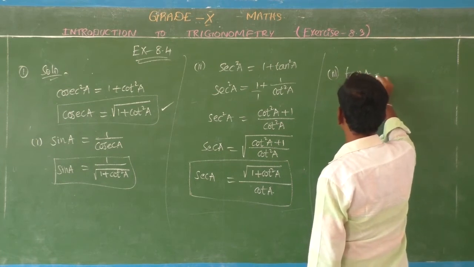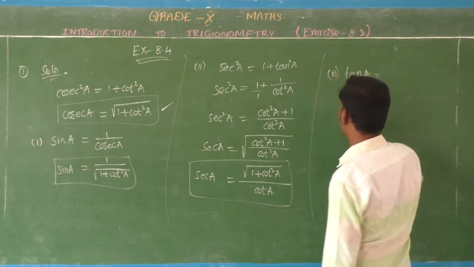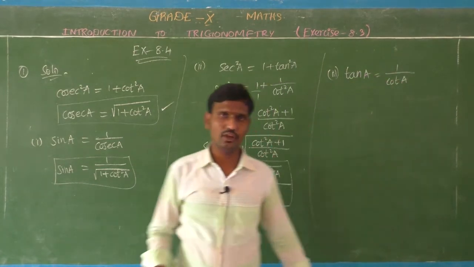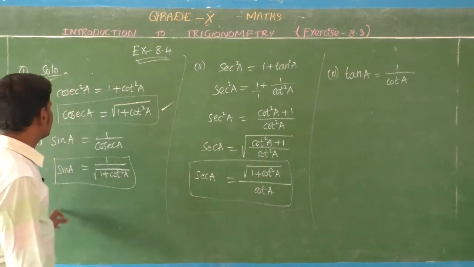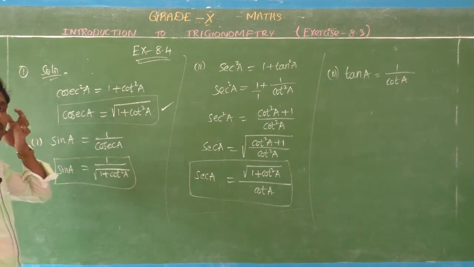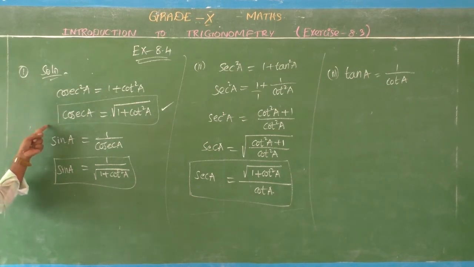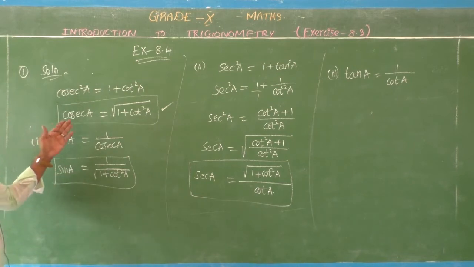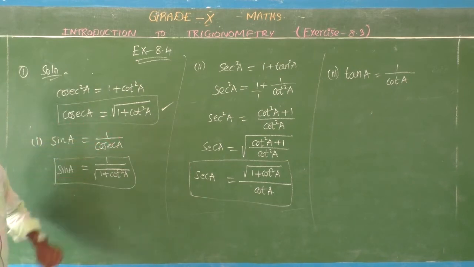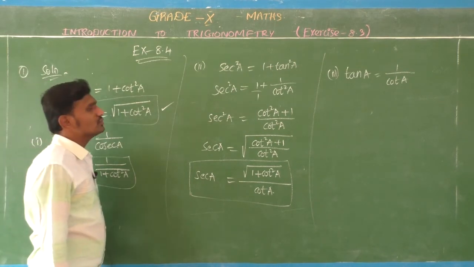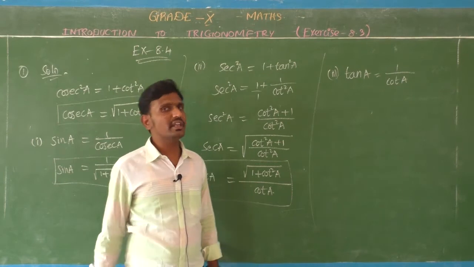Tan A is equal to what? The reciprocal of tan A is cot A, and they are asking only for terms of cot only. Students, listen. First, you should use the cosecant square A identity to take the cosecant A value, because first we are going to find only sin A. Sin A is 1 by cosecant A, and cosecant A is the square root of 1 plus cot square A. So sin A equals 1 by the square root of 1 plus cot square A.